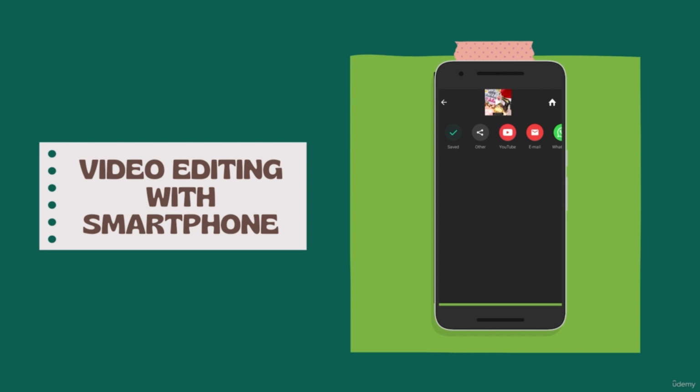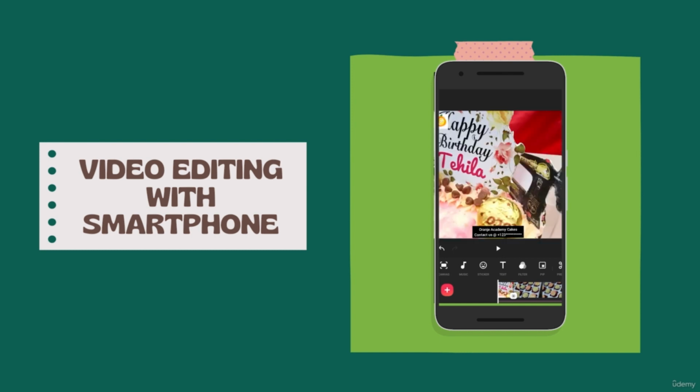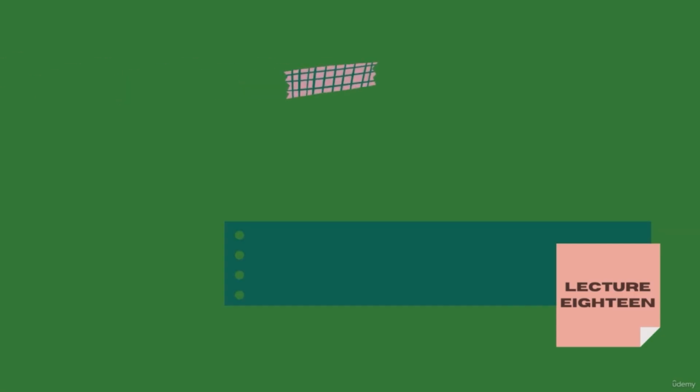And we are done converting the video, and you can locate this video in your file manager. You can also decide to share this video wherever you want. So that's it for creating simple videos using InShot.